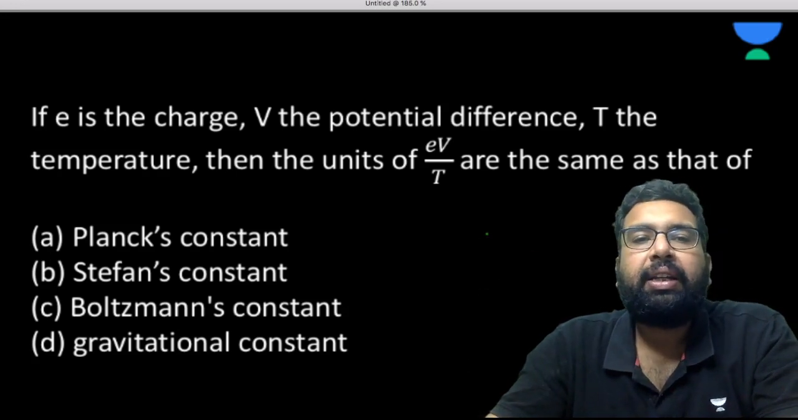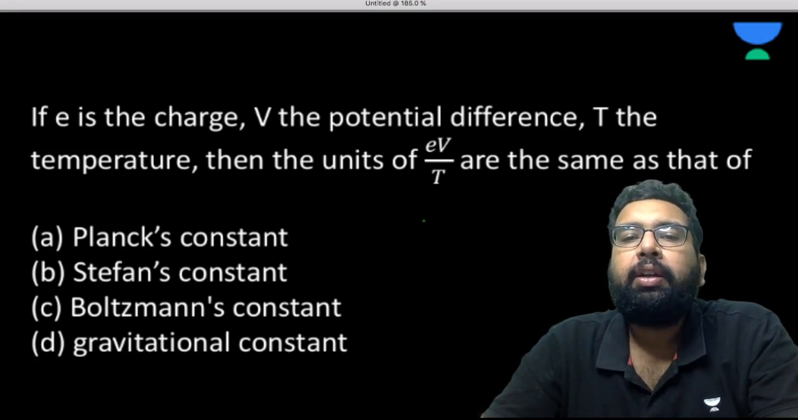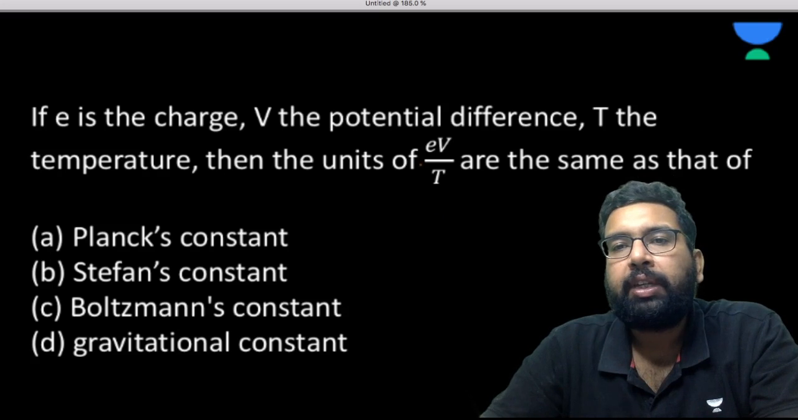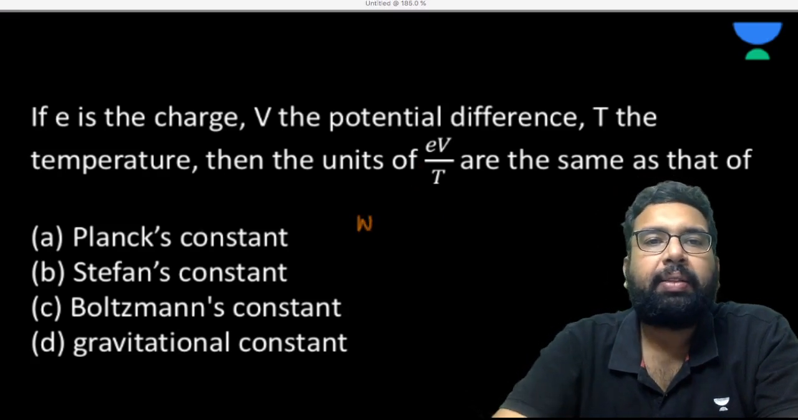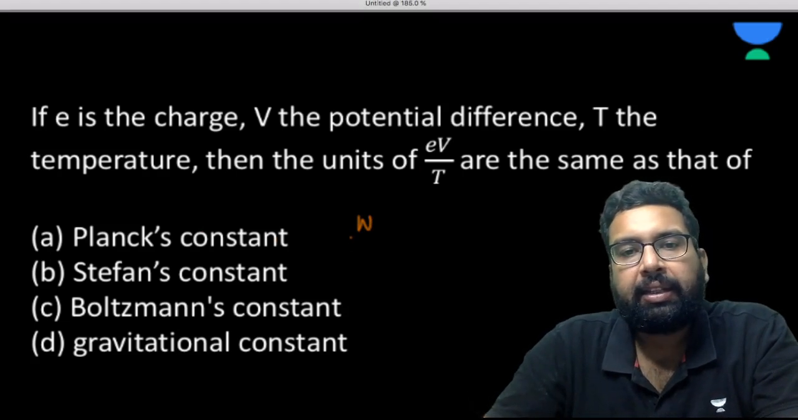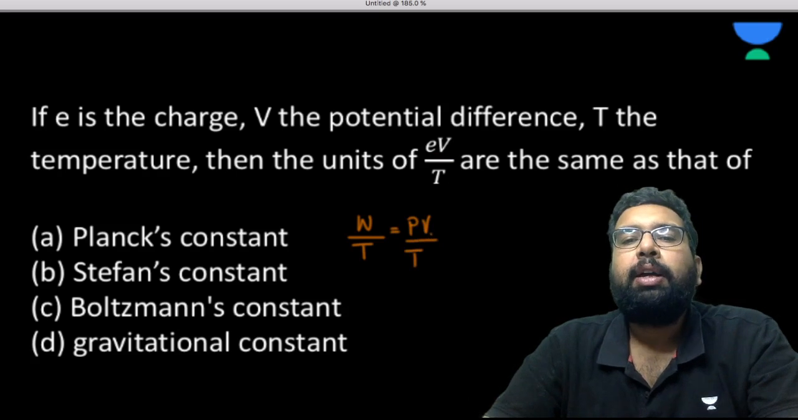It says: if e is the charge, V is the potential difference, and T is the temperature, then the units of eV by T are the same as that of. So guys, what is e into V? It is basically work done, right? And this is divided by T. Work done, we also know, is pressure into volume. So it is basically PV by T. So when we write eV by T, dimensionally it is the same as PV by T.